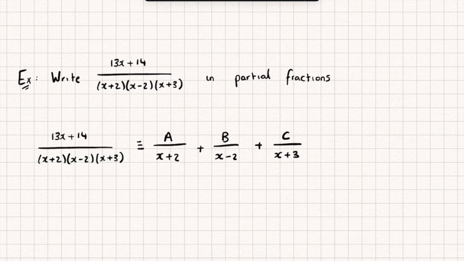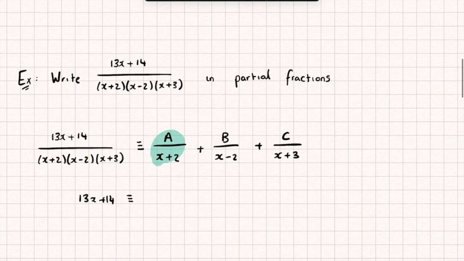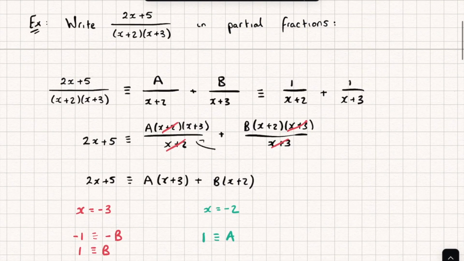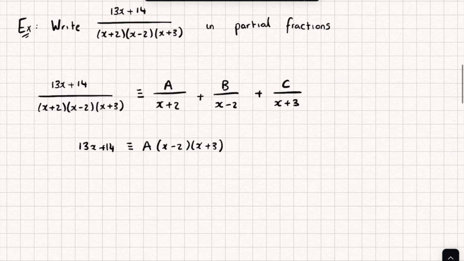So that's going to leave me with 13x plus 14. And that's identical to, well, if I multiply this first term here, so this one is the one I'm talking about, by this denominator here, you can see these x plus 2's will cancel out. And that's going to leave me with a multiplied by x minus 2 multiplied by x plus 3. And if you're struggling to see that, feel free to rewrite it out like this and actually cancel them out yourselves and see what's going on, right? But I think hopefully you'll be able to see what's going on.